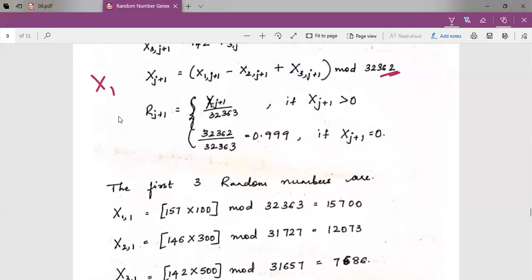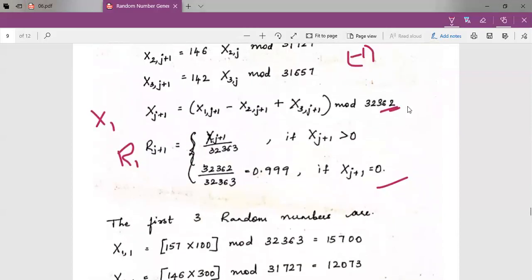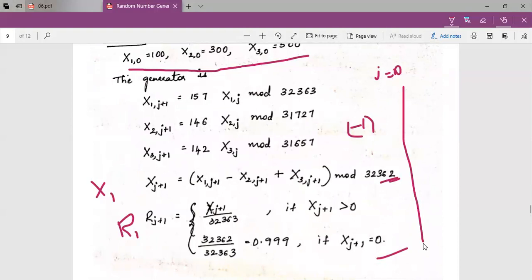Then calculate the random values like R1, R2 and so on. With j equal to 0, X(j+1) divided by 32363, that is the m1 value, if X(j+1) is greater than 0; else 32362, that is m1 minus 1, divided by 32363, if X(j+1) equals 0. So this is what we need to use to calculate it.